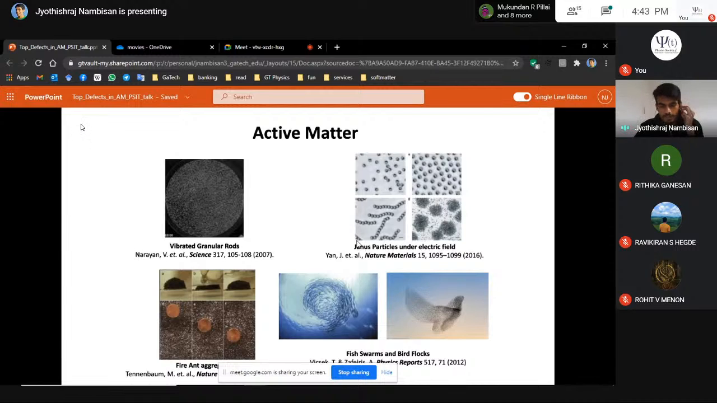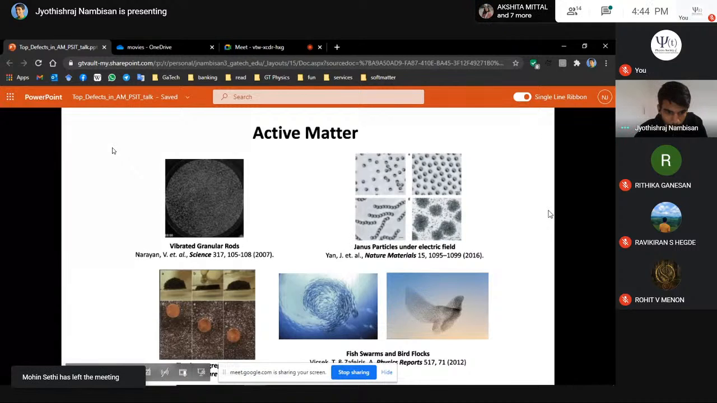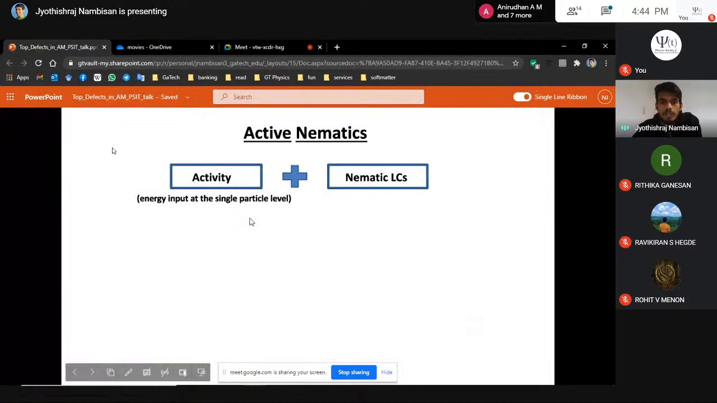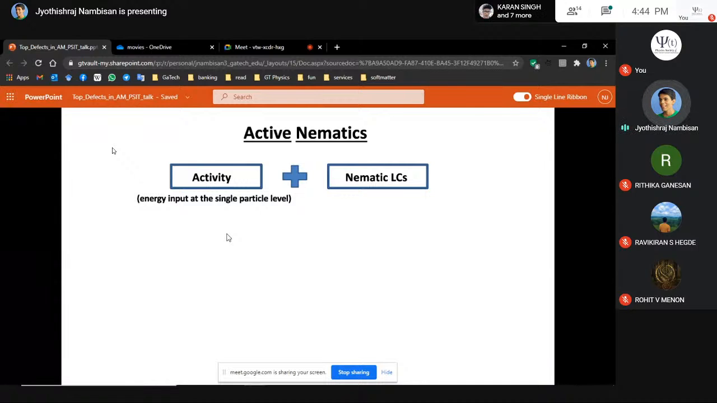Also, let me define defects in such systems. As an example of defects in an active matter system, I would like to introduce this. So this is the combination of everything that I have talked about so far. It is activity and nematic crystals, and this is the broad area in which my research happens. You have activity, which is energy input at the single particle level, and you have nematic liquid crystal systems.